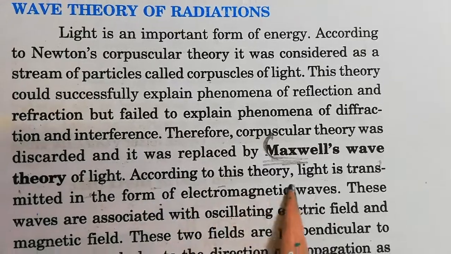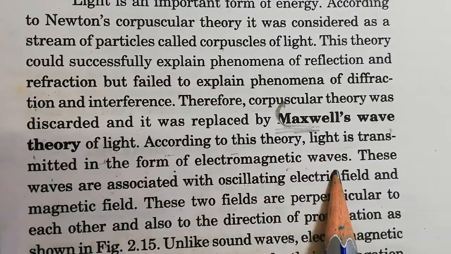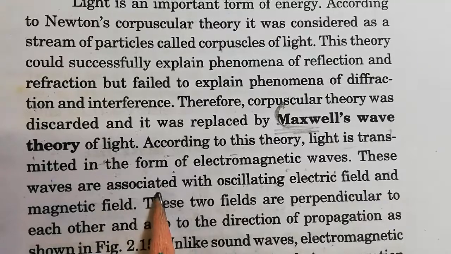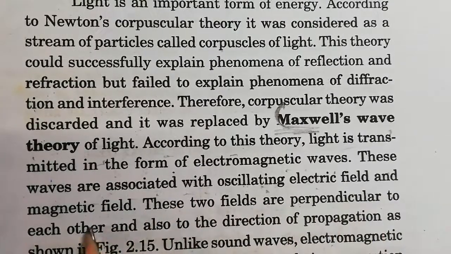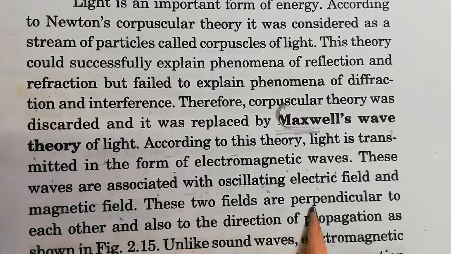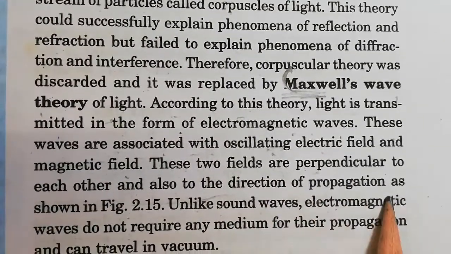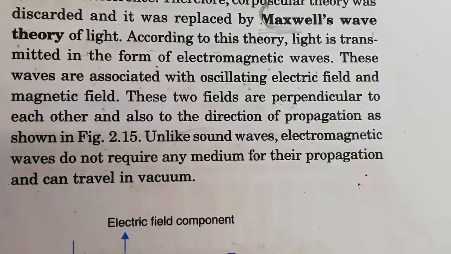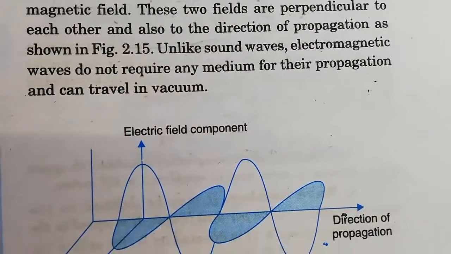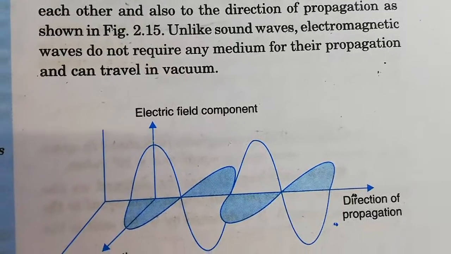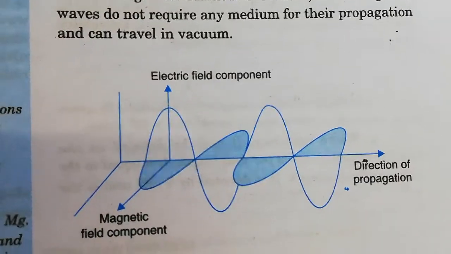According to this theory, light is transmitted in the form of electromagnetic waves, and these waves are associated with an oscillating electric field and magnetic field. These two fields are perpendicular to each other and also to the direction of propagation, as shown in the figure here. Unlike sound waves, electromagnetic waves do not require any medium for their propagation and can travel in vacuum.